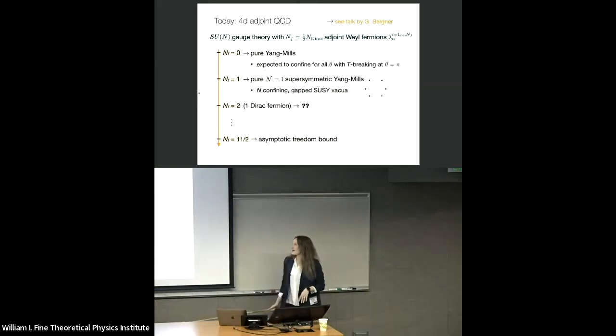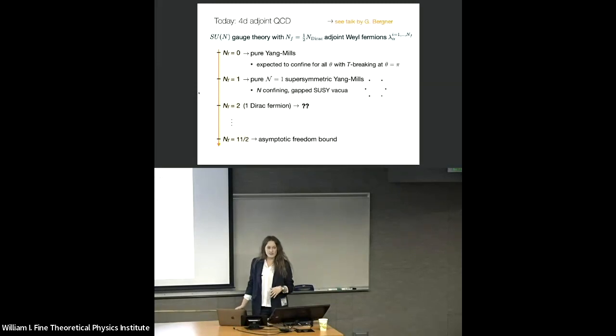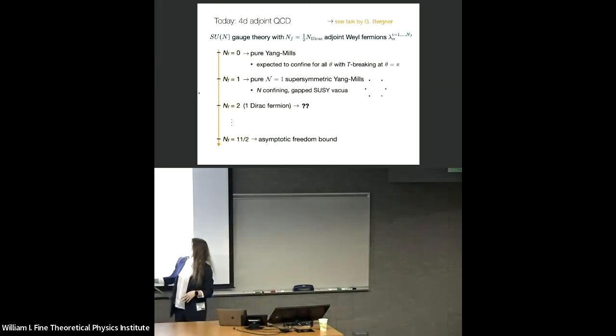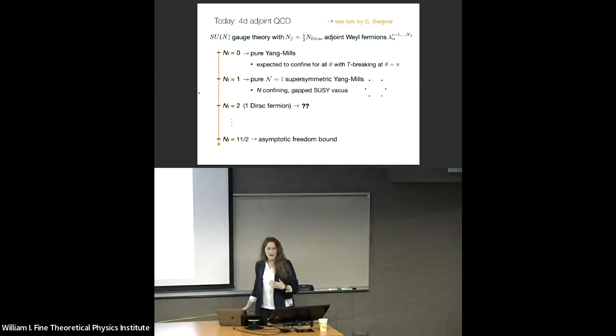Okay, so today I'm going to be discussing the class of theories that I'll call 4D adjoint QCD. These are also the class of theories that were the topic of Georg's talk yesterday. What I mean is the 4D gauge theory with some number of fermions that transform in the adjoint representation of the gauge group. I'm going to take my gauge group in this talk exclusively to be SU(N) for general N greater than or equal to 2.